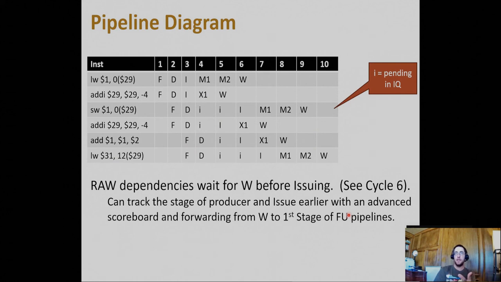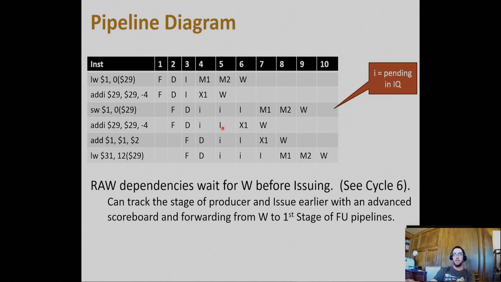The pipeline diagram looks like this. I've introduced a new notation, which is lowercase i. Lowercase i means that it is sitting in the issue queue waiting to be issued. So little i means it's pending. Big I means it actually issues. So issues or dispatches. So here in cycle 6, this store word is able to issue because the load word finishes. So we get the value that the load word loaded, forwarded, or really plucked from the write back into the rename register file.